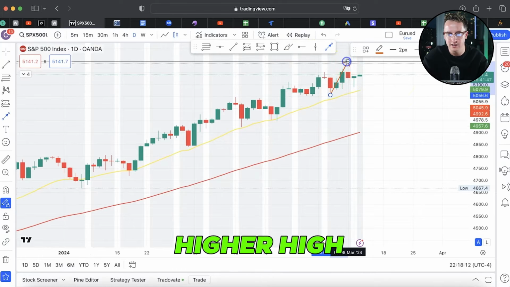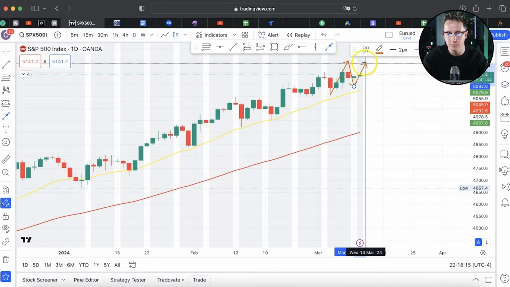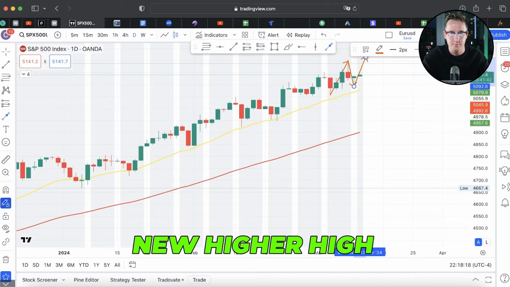Also, we can kind of look at this as a higher low. So we have this higher high, then price forms this higher low. Now what I'm looking for is price to make a new higher high. So that's what I'm looking for.